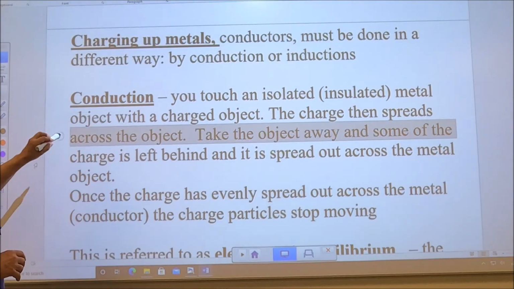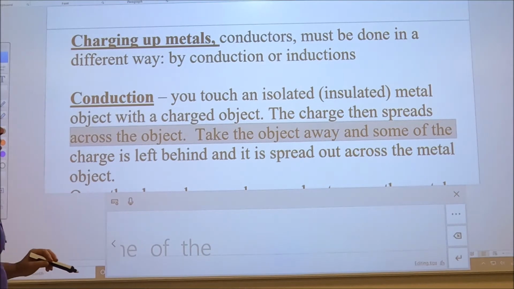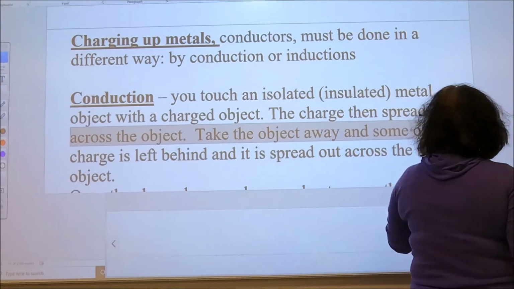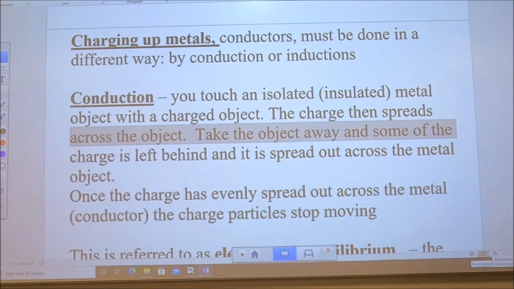Charging up metal conductors must be done in a totally different manner, okay? You can do it by conduction or induction. Conduction is when you touch an isolated, insulated metal object with a charged object, and the charge is transferred and spread across the object.